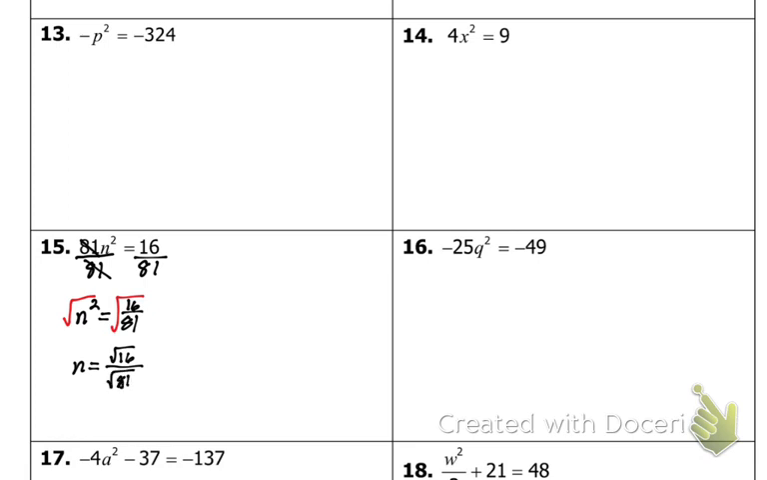We did that when we first learned about square roots, that when we're doing fractions, I'm taking the square root of the top and the square root of the bottom. Now we do it individually. What's the square root of 16? It's 4. What's the square root of 81? 9. So our answer is 4 over 9, and you left it as a fraction.